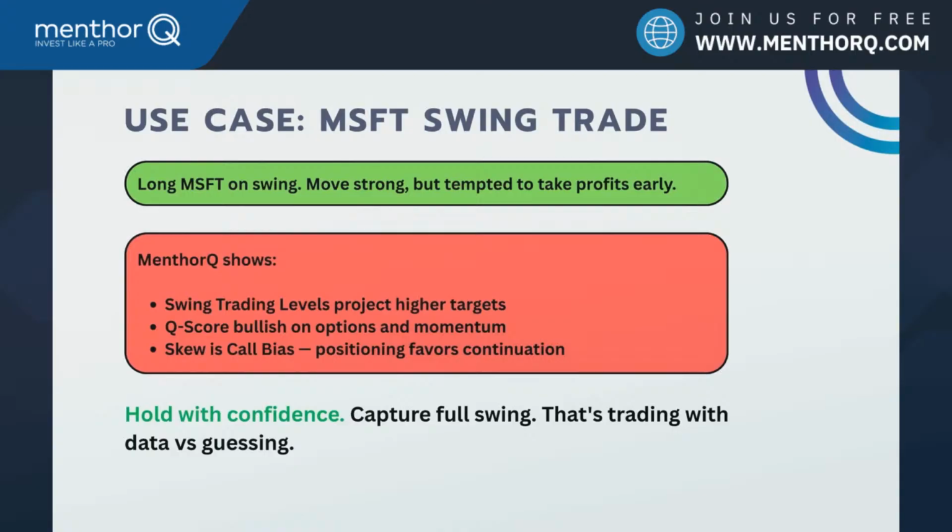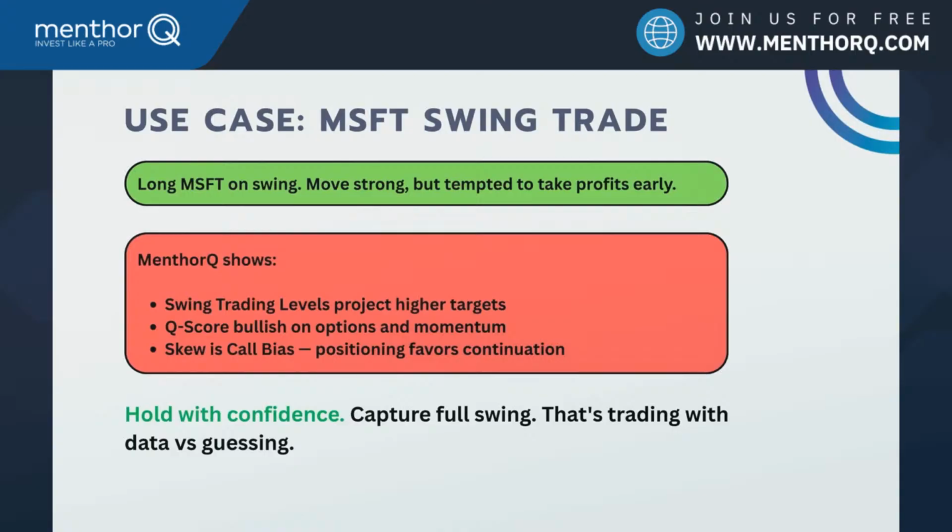You could actually use the MenthorQ swing trading levels to potentially look for an upside target that has not yet been reached. You could actually use the Q score. And if you see that we are bullish on both the momentum and option score, then that could be a good signal for staying in the trade. Or you could also look at the skew to understand if we are in a call bias or put bias environment, right? So instead of cutting your winner short, you can actually hold your trade with confidence.